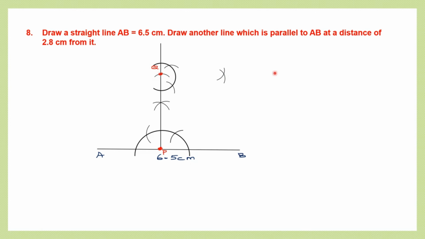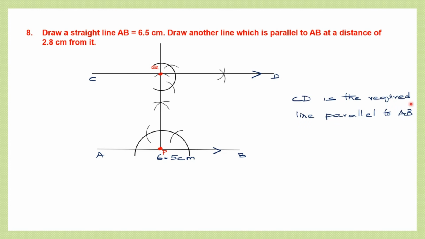Now draw a line passing through this. So we have a line passing through that. Now this line is parallel to line AB. So let's name this as CD. CD is parallel to line AB. So CD is the required line parallel to AB.